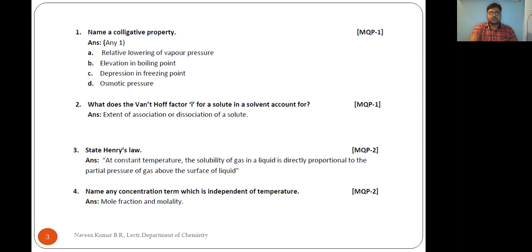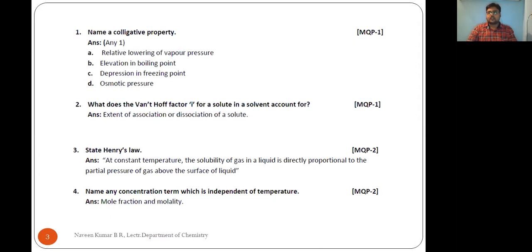The first 2 questions from the model paper 1. Here MQP refers to model question paper. So it is from the first model question paper, question number 1 and question number 2. Now we'll consider the question number 1. It's a direct question. Name a colligative property.